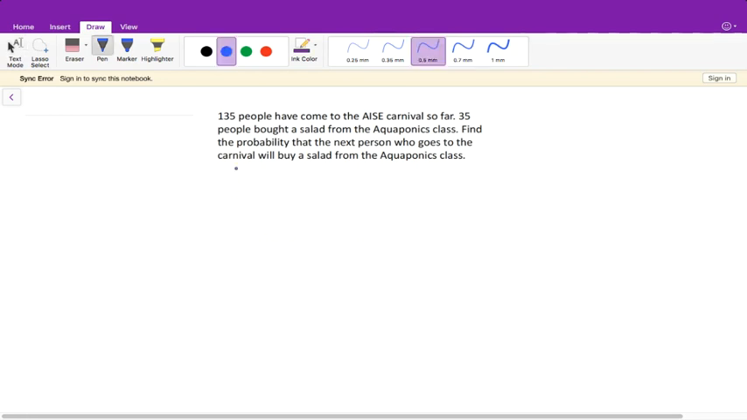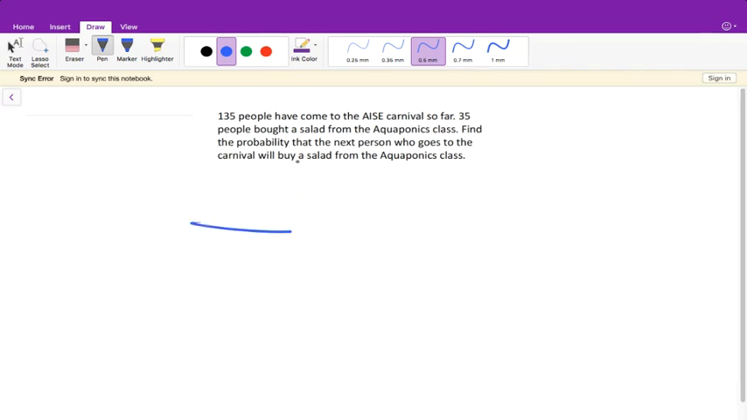All right, so 135 people have come to AIC Carnival so far. 35 people bought a salad from aquaponics class. Find the probability that the next person who goes to the carnival will buy a salad from aquaponics. So remember, it's what we want or what we're looking for. So that's how many people, or if they'll buy a salad next. So 35 people so far have purchased a salad, and it's over the total, which is 135 people who have gone to this.